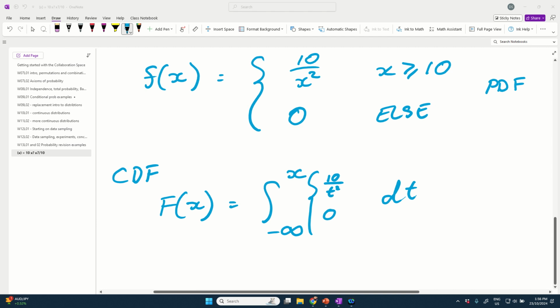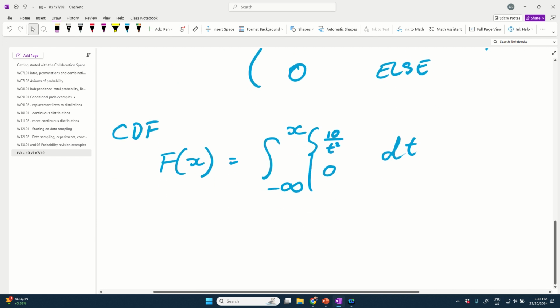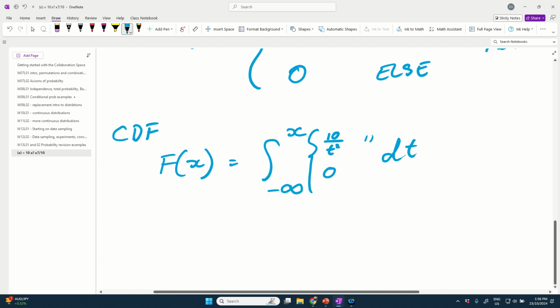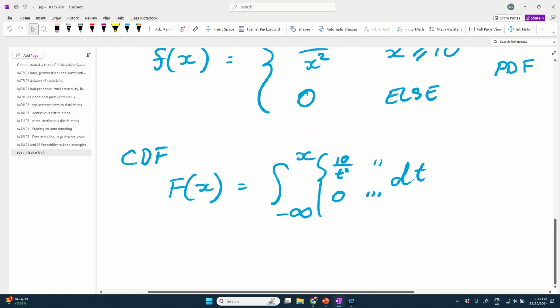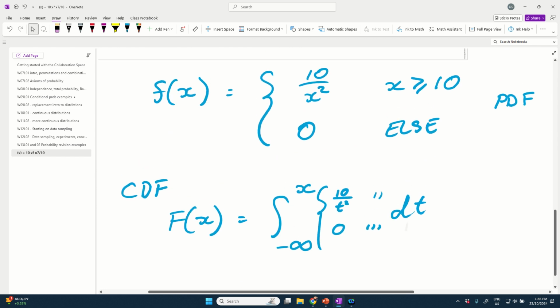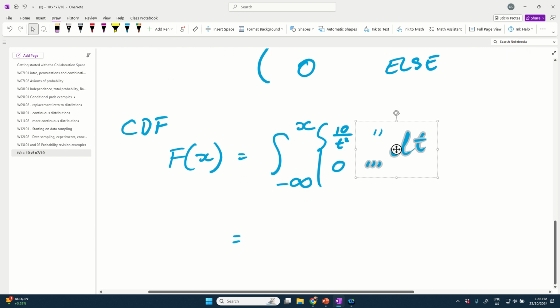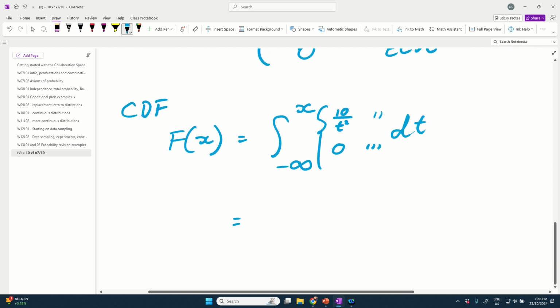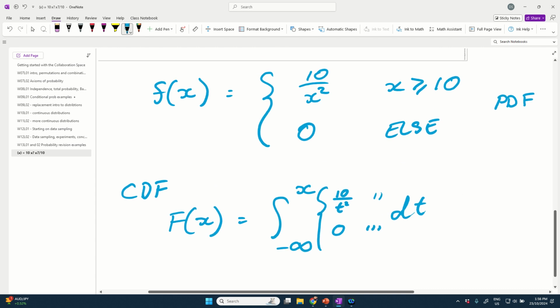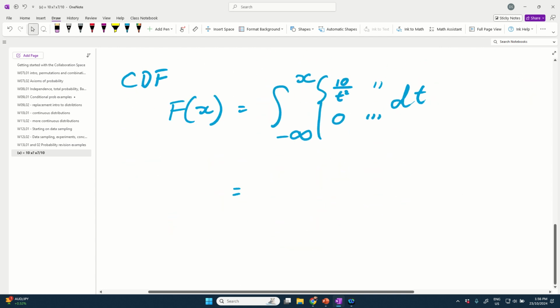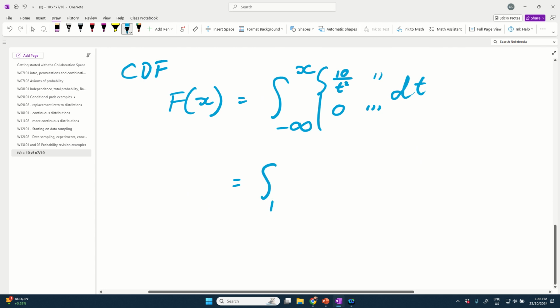So what we're going to do now is, condition 1, condition 2. What we're going to do is we're going to just change the bottom limit. We're not integrating from negative infinity to 10 anymore, right? Because that contributes nothing to the probability. We just go from 10 to x, 10 over t squared dt. All right.